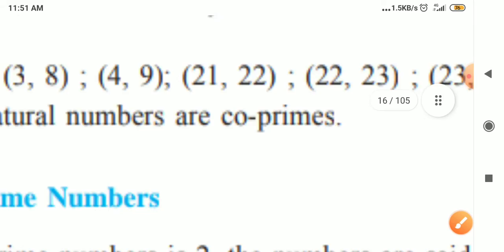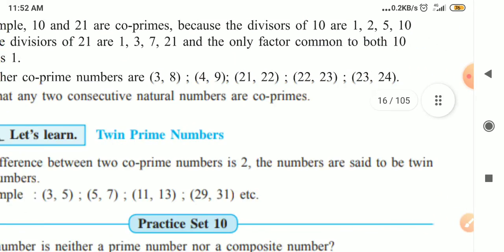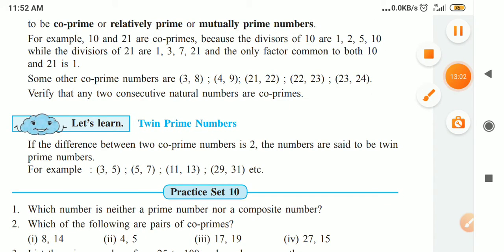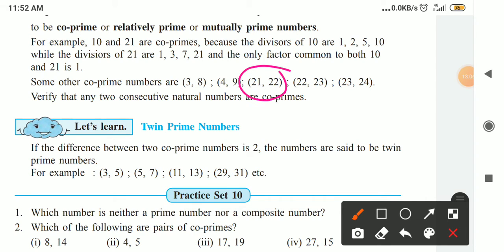21, 22; 22, 23; 23, 24. These are the pairs of what? Co-prime numbers. And one more thing: the numbers which are consecutive, for example 21, 22, then 22, 23, 23, 24. Consecutive natural numbers are co-prime numbers, that we have to keep in mind.